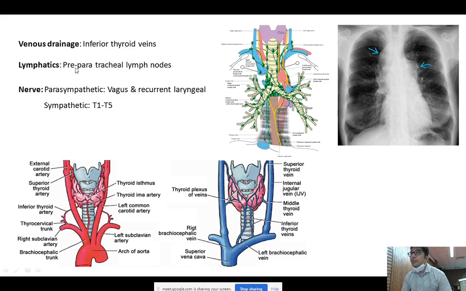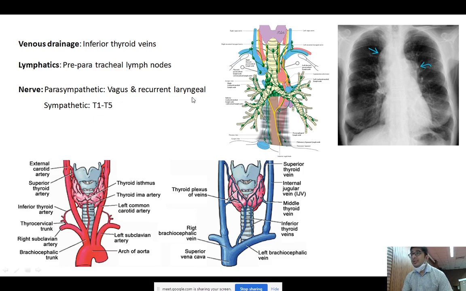The lymph nodes are pretracheal and paratracheal lymph nodes. Just in front of the trachea are the pretracheal, by the side are the paratracheal. So here in an X-ray you can see these lymph nodes. You won't be able to see them in PA view, but you can see these lymph nodes. They may get enlarged in many causes, in chronic illness, in malignancy. So these are the paratracheal lymph nodes. You can see the paratracheal lymph nodes.